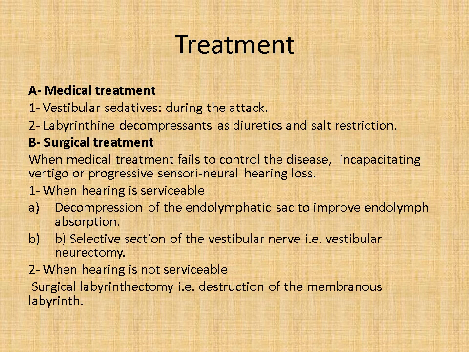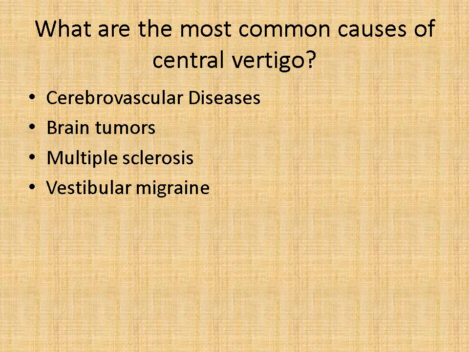What are the most common causes of central vertigo? We're done with the common causes of peripheral vertigo. What about the central? We have cerebrovascular disease, like a stroke affecting the posterior circulation infarction. We have the two most common posterior fossa ischemic conditions: Wallenberg syndrome, the posterior inferior cerebellar artery syndrome, and the AICA, the anterior inferior cerebellar artery syndrome.